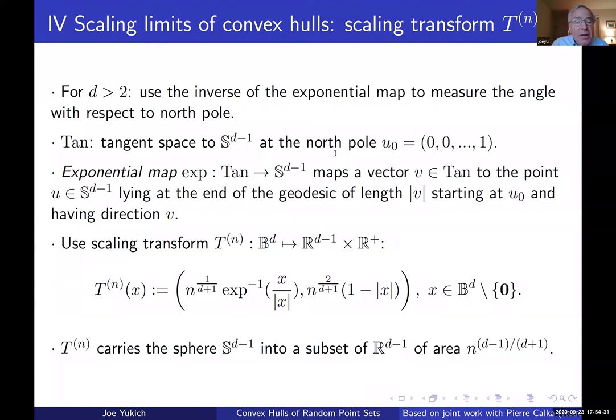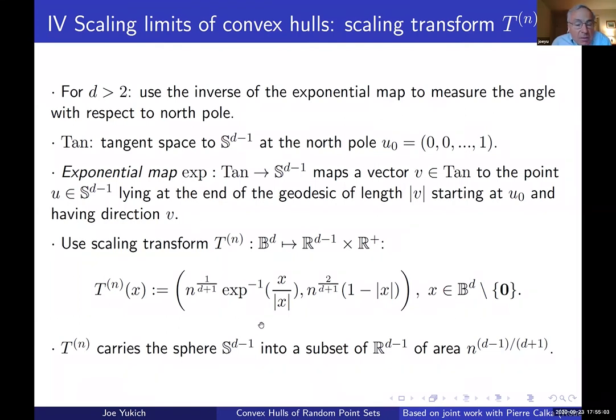The exponential map maps the tangent space to the sphere at the North Pole to a point in the sphere lying at the end of the geodesic of length norm v, where v is a point in the tangent space, starting at the North Pole and having direction v. This is a standard map used in differential geometry. And now we have a way to measure angles with respect to the North Pole.